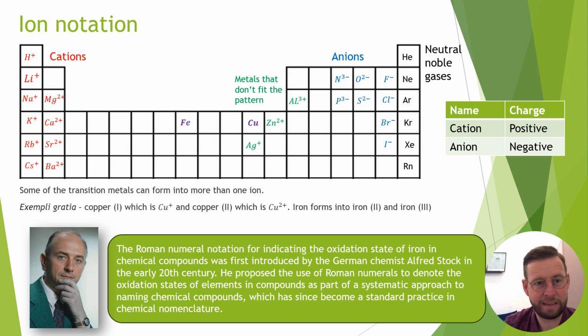Now you can see, if we go group by group, and by group I mean the vertical columns in the periodic table, everything in the first group has an ion charge of +1, and everything in the second group has an ion charge of +2. If we go to the other side, everything in group 7, which starts with fluorine and then chlorine and bromine and iodine, they all carry a charge of -1. And before that, in group 6, everything has a charge of -2, so oxygen 2- and sulfur 2-. And before that, nitrogen 3- and phosphorus 3-.